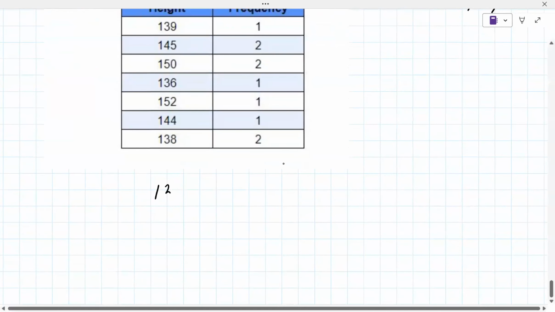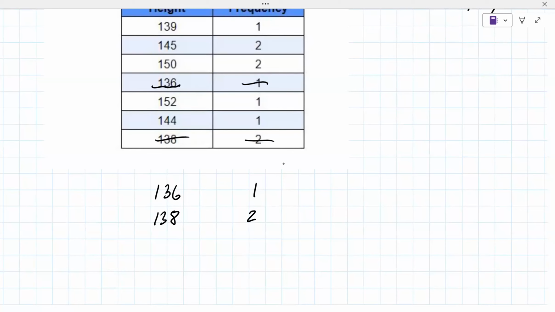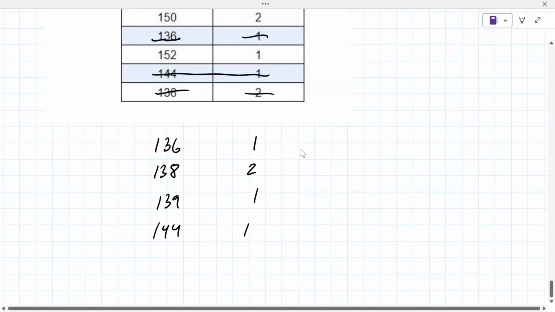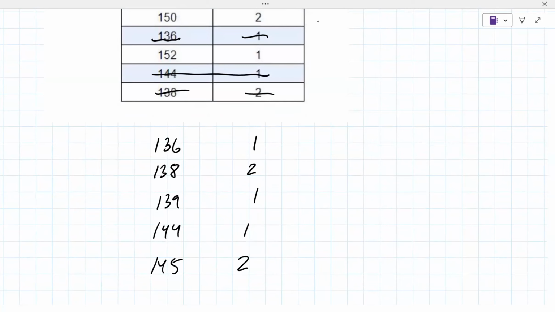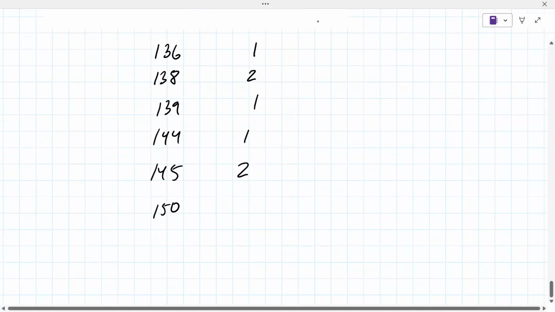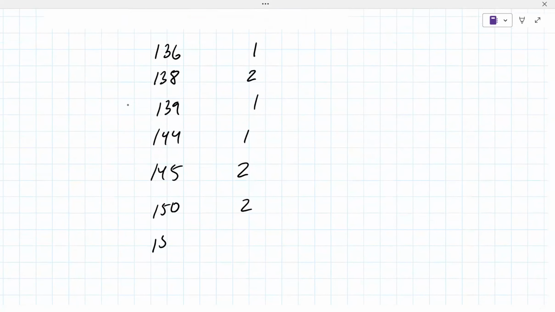Okay, so there's 136. Is that the smallest? Yes, then it's 138. And that's what the problem is. It's easy to do this where you're like, which one is it? 144 is one. 145 is two, 150 is two, 152 is one.